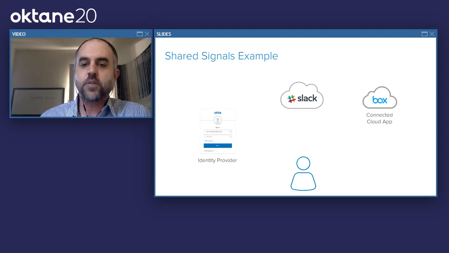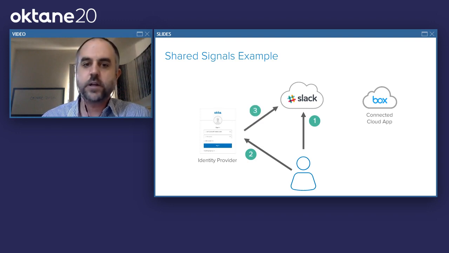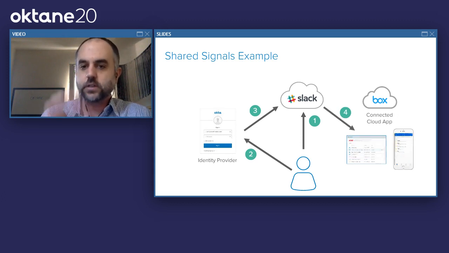So I have my identity provider, an application, and a connected application. In this example, Box is connected to Slack to share files on Slack. So a user starts the application, signs into the identity provider, which issues an assertion to the application. The application launches, and the user then authorizes a connected application to sign in so I can access resources on those particular applications.